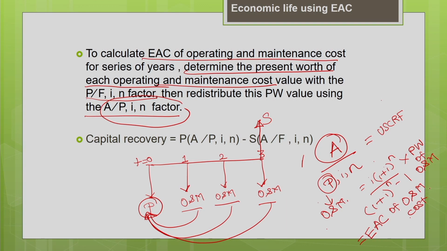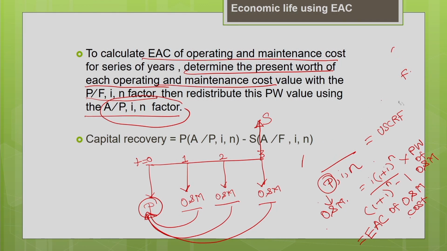So the first thing we are going to do is find the present worth of operating and maintenance cost using the present worth factor. Now you find the equivalent annual cost of this present worth of operating and maintenance cost using the uniform series capital recovery factor. So this is how we are going to convert the operating and maintenance cost into equivalent annual cost.